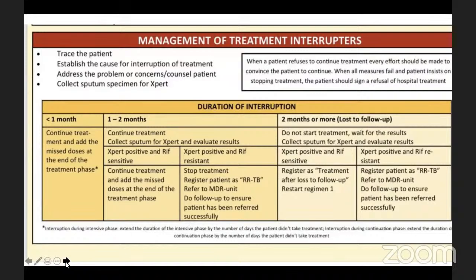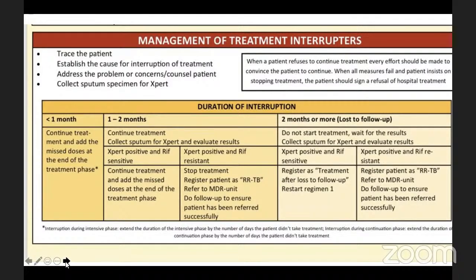So number one is you look at how long the patient was not on medication. If it's less than 1 month, you continue treatment and you add the missed doses at the end of the treatment phase. But if it's been from 1 to 2 months, you continue the treatment, you don't stop it. You collect sputum for Xpert and evaluate results. And if the Xpert comes back positive and rifampicin sensitive, you continue treatment and add the missed doses at the end of the treatment phase.